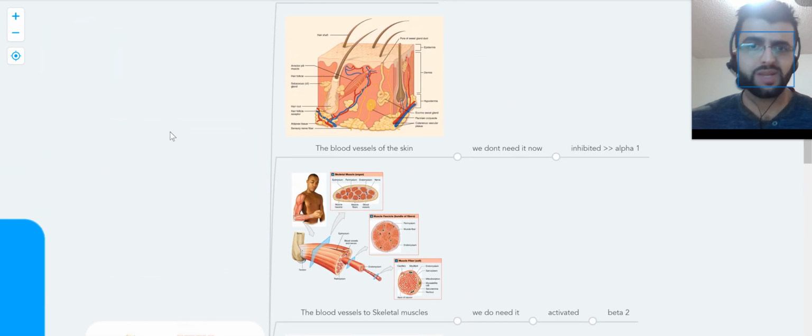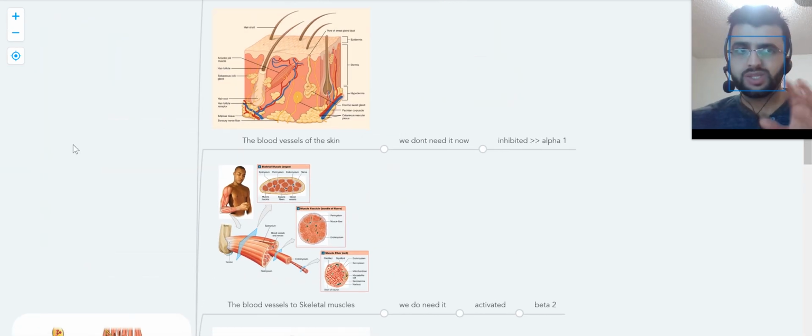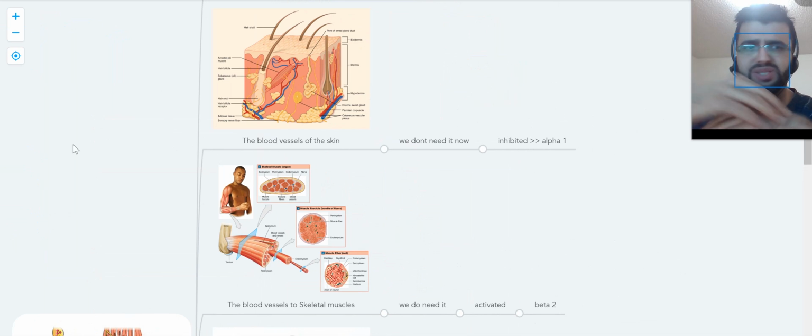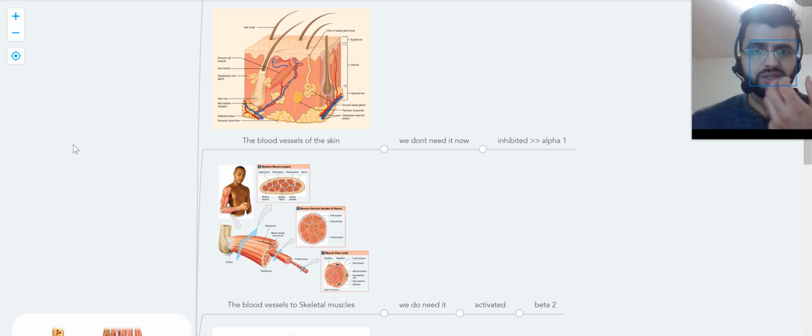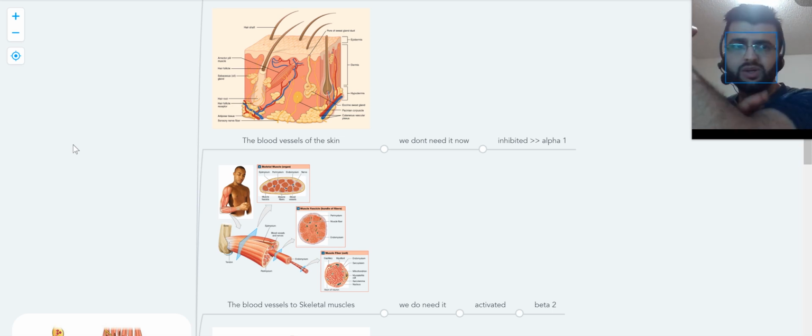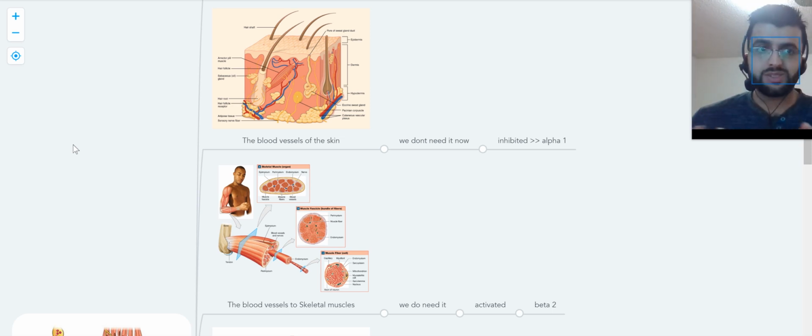The smooth muscles in the blood vessels that go to the skin, they're not necessary. I don't need my skin at this time. So the smooth muscle needs to constrict so that I have less blood flow going to the skin, so that I save my blood flow for the skeletal muscles. So the blood vessels going to the skin, the smooth muscle will constrict, which means alpha 1. So contraction, alpha 1. And the smooth muscles in the blood vessels that go to the skeletal muscles, I need them to be relaxed so that I get more blood flow. So this has beta 2, which is relaxed, meaning beta 2, relaxed.